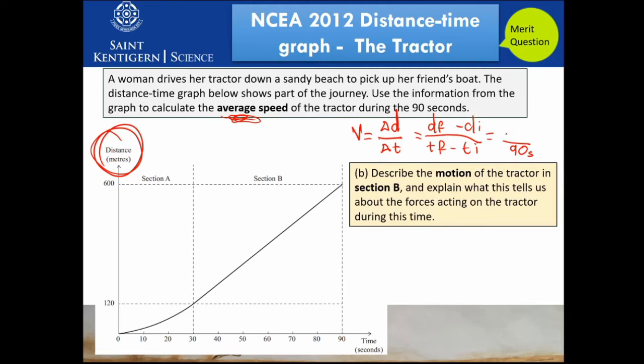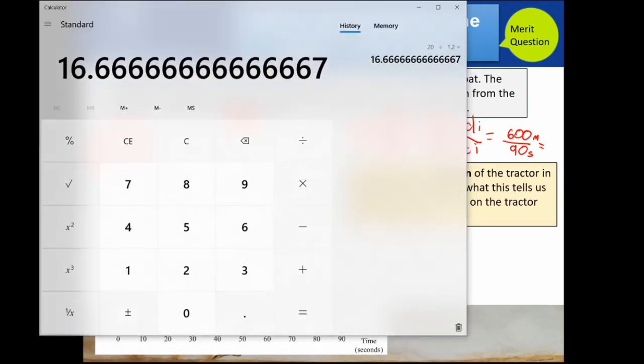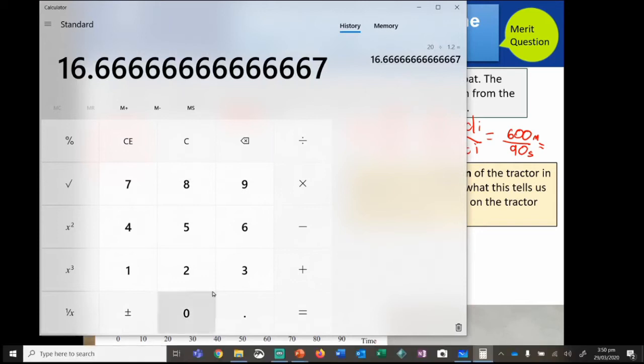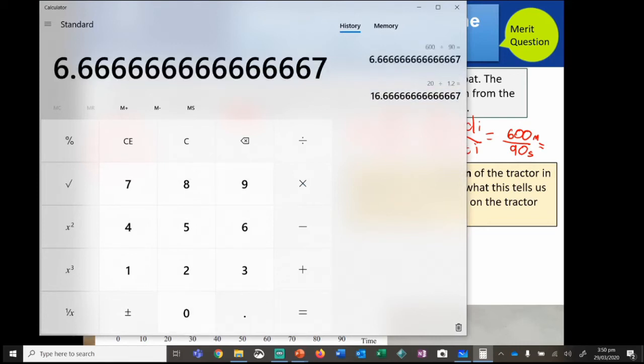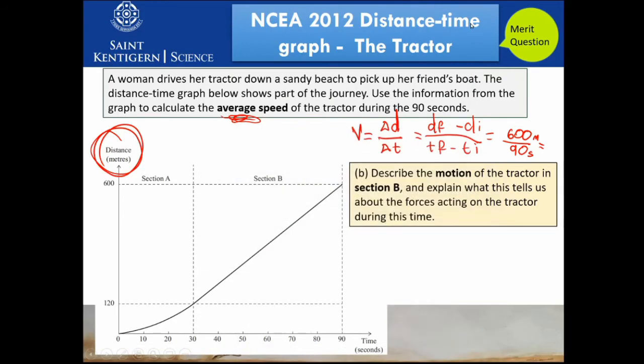So we have 600 meters divided by 90, and I jump back to my calculator, and I clear that, and I go 600 divided by 90 gives me 6.67 meters per second. So 6.7 meters per second.